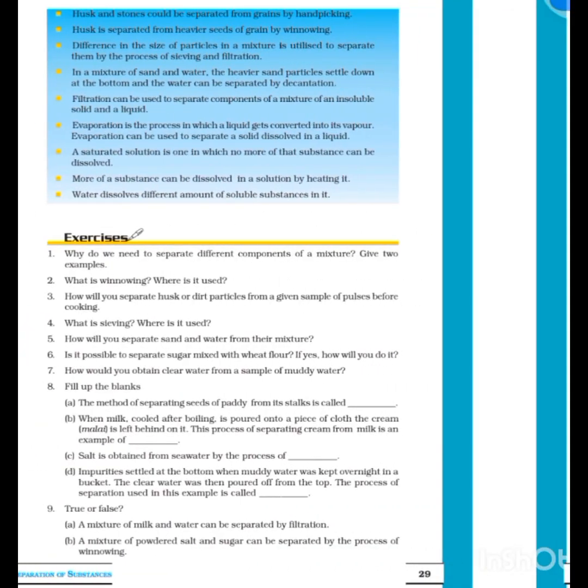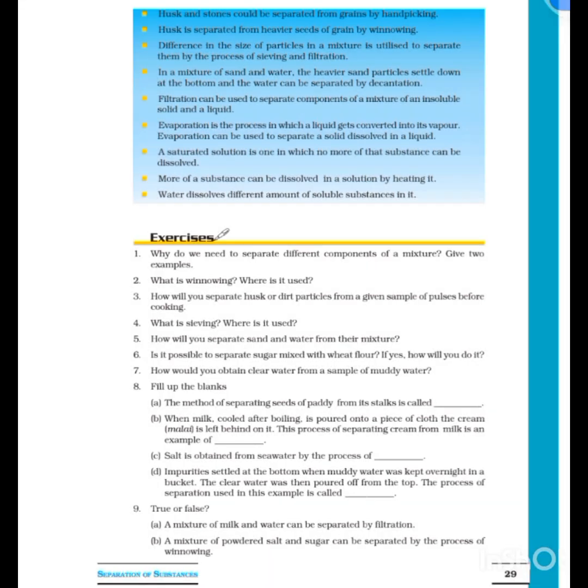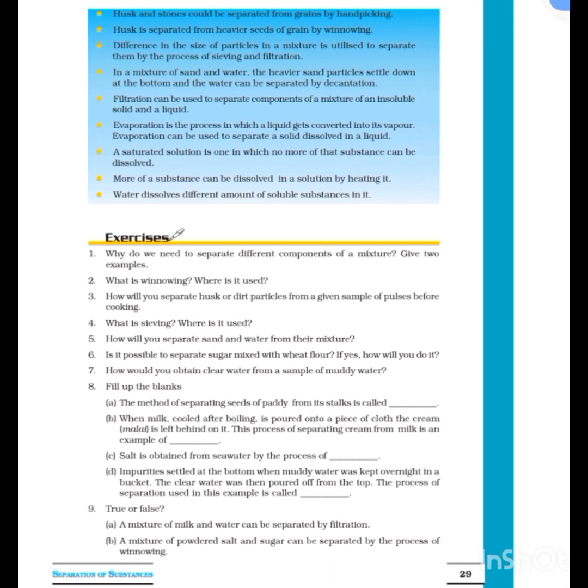Okay, so now, husk and stones could be separated from grains by hand picking से. Husk is separated from heavier seeds of grain by winnowing से. Difference in the size of particles in the mixture is utilized to separate them by the process of sieving and filtration से. In a mixture of sand and water, the heavier sand particles settle down at the bottom and the water can be separated by decantation. Filtration can be used to separate components of a mixture of an insoluble solid and a liquid.